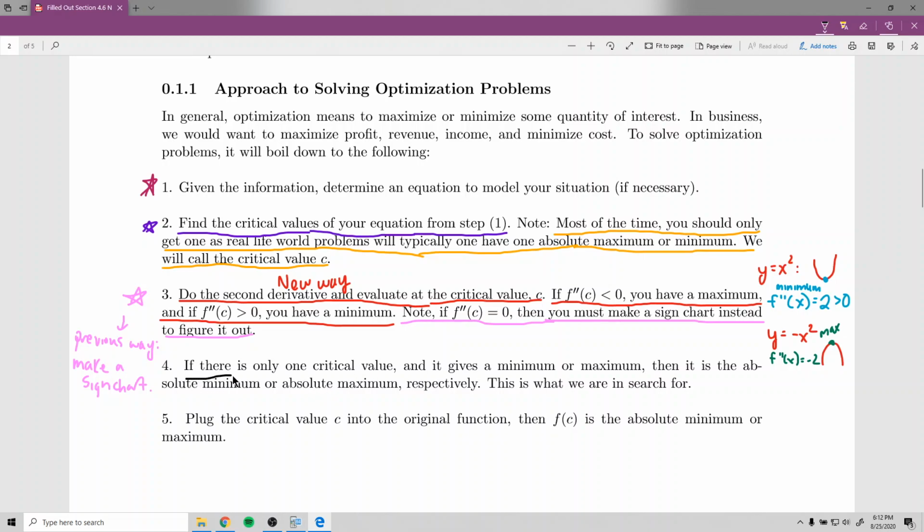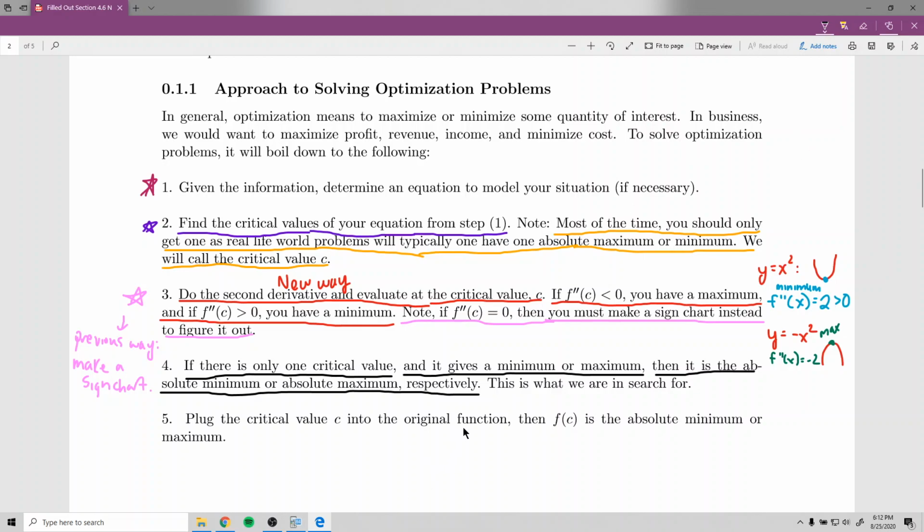So if there is only one critical value, which is how our problems will work most, if not all of the time, and it gives a minimum or maximum, then it is the absolute minimum or absolute maximum, respectively. Now, when you're dealing with real life word problems and you want to maximize something, you don't want just a local maximum, because if it's bigger at some other point, which it can be, then that's not good enough.